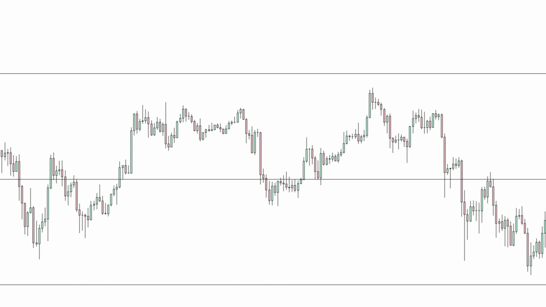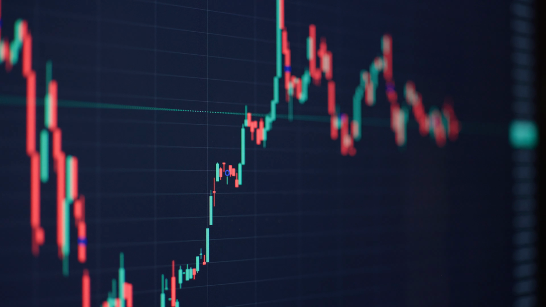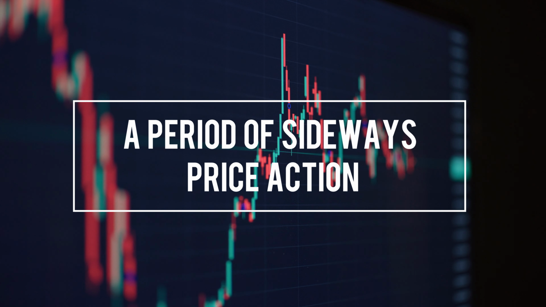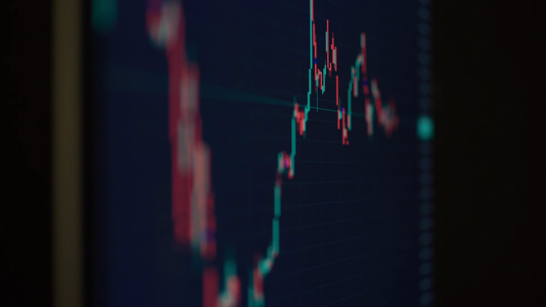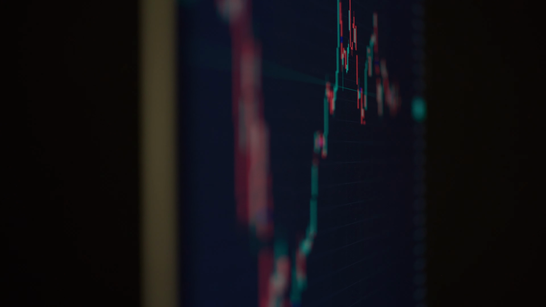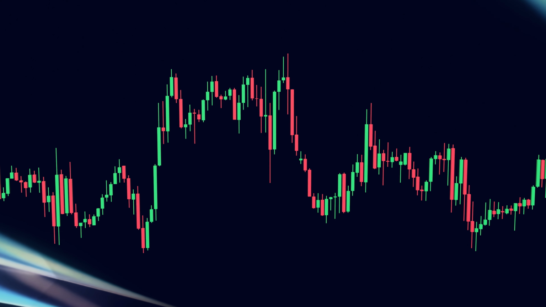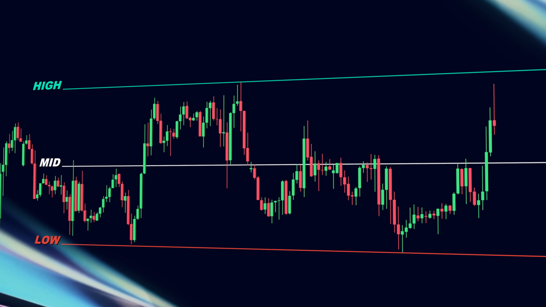Now it's time to move on to our next concept, ranges. So what is a range? Put simply, it's a period of sideways price action as opposed to a trending market with clear directional intent. And that's really as simple as it is. When marking your range, you should have 3 points to be aware of: the high, the low, and the middle of the range, like so.